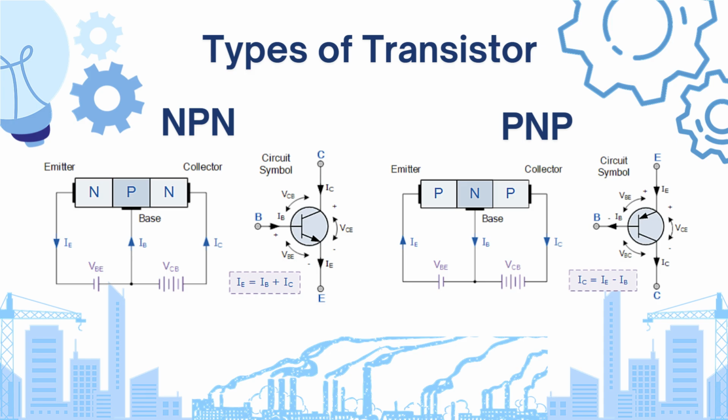There are two main types of bipolar junction transistor, which are NPN and PNP. An NPN transistor is formed by two N-type materials with a P-type material in the middle, while a PNP transistor consists of two P-type materials with an N-type material in the middle. These structural differences affect how each transistor operates in a circuit.